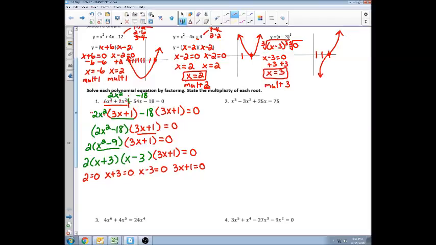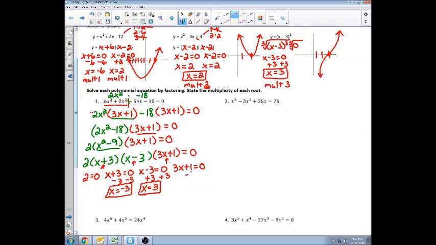What I want to draw your attention to real quick is this set of parentheses. There's no other x plus 3, there's no other x minus 3, and there's no other 3x plus 1. So right now, what you can think is that I have a multiplicity of 1 on every single answer. Okay? I'm going to subtract 3, so x would equal negative 3. I'm going to add 3, so x would equal positive 3.